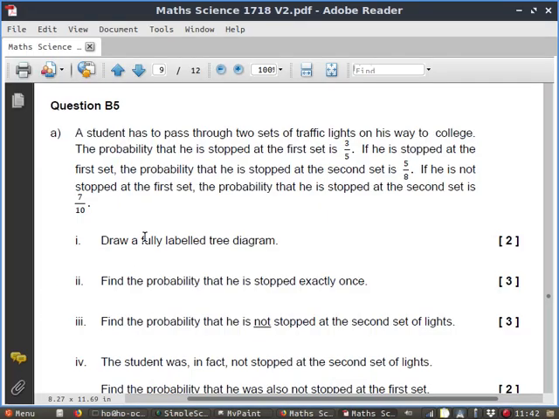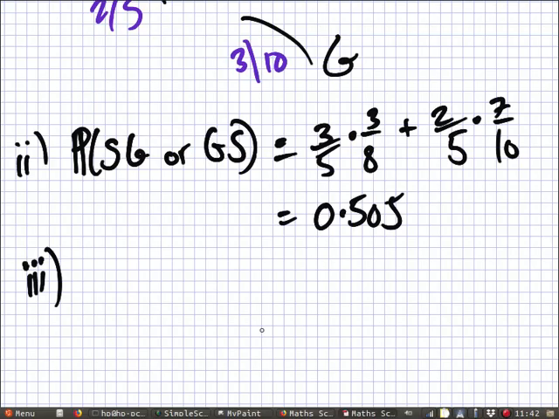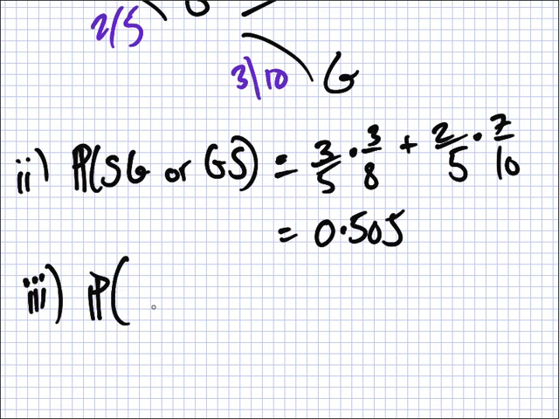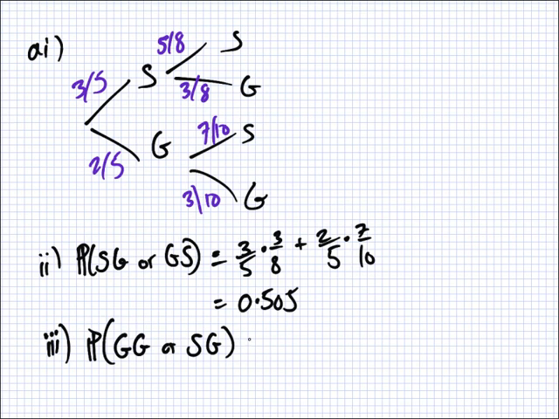Find the probability that he is not stopped at the second set of lights. Now, what that really means is, we just changed the 7 over 10 to 3 over 10? Well, no, I think not stopped at the second basically means go, go, or stop, go. Yeah. That means not stopped at the second. Yeah. 0.35. Is that what you get in the end?